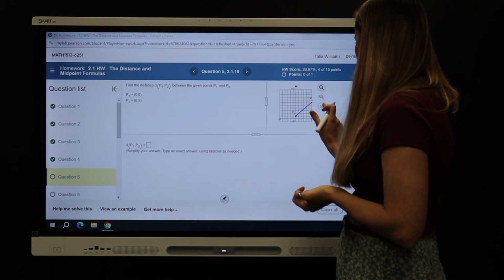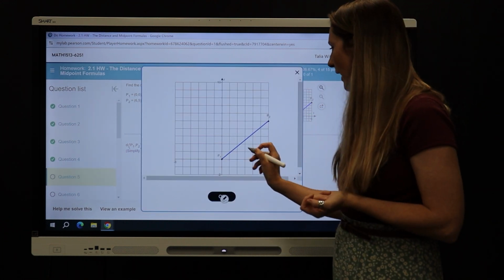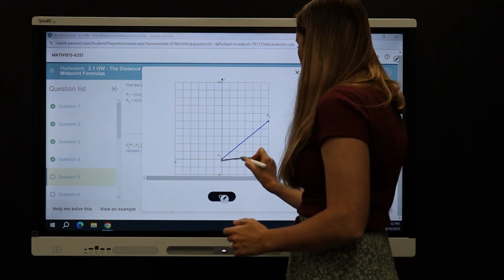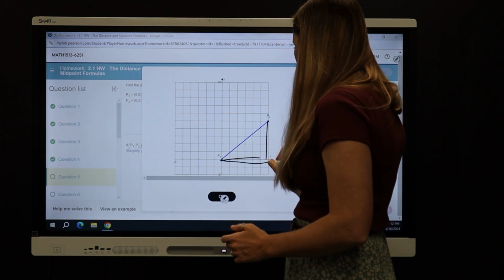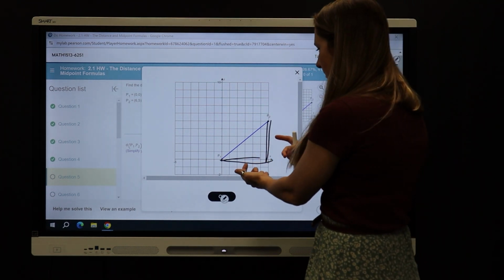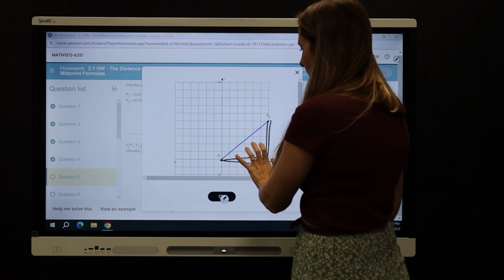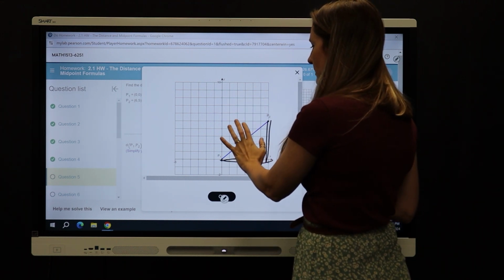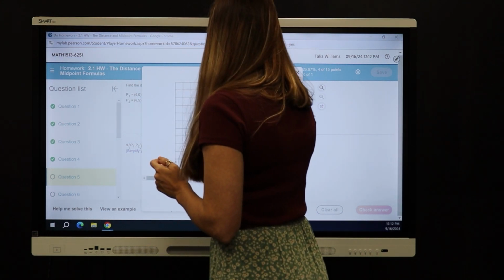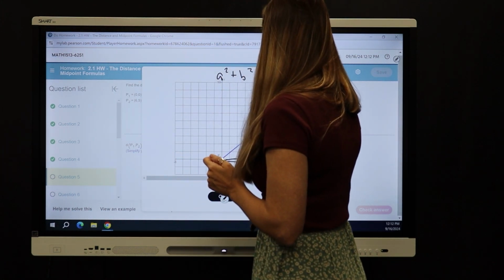What I want to show you on this is when they give you the graph, if it's that diagonal, we're finding the hypotenuse by doing this Pythagorean theorem. So we find the legs, which are these two values, and then we're going to take the square root to get this, the a squared plus b squared equals c squared.